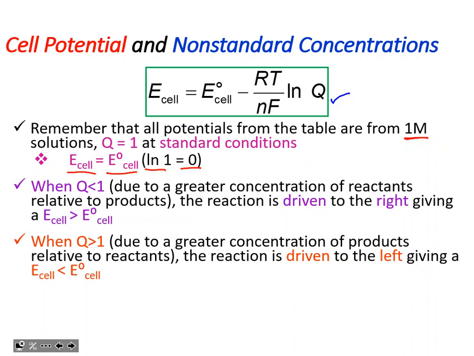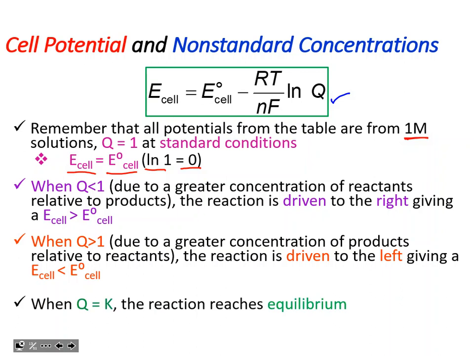The opposite is true. If Q is greater than 1 due to having more products than reactants, due to a higher concentration than 1, the reaction is driven left, giving a non-standard E cell that is less than the standard.